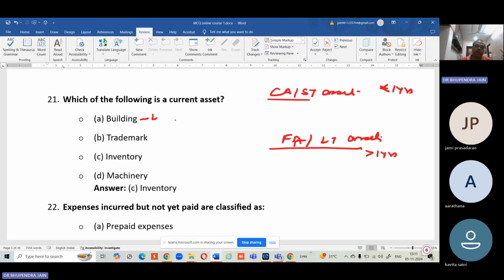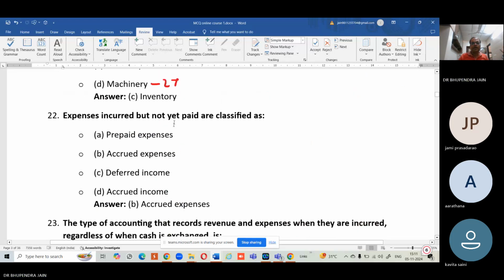So whether inventory is a long term, trademark is a long term, machinery is a long term, only inventory is a short term. We cannot keep the inventory for more than 1 year. That's why this is the current assets. Expenses incurred but not yet paid are classified as accrued.